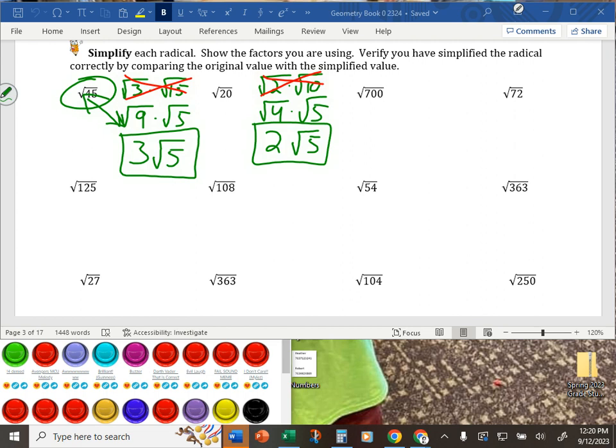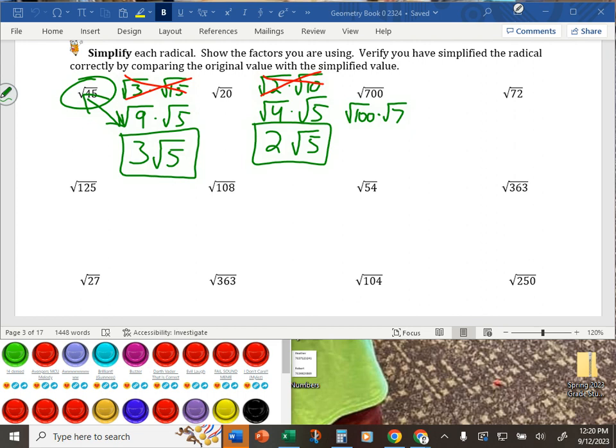Root 700. Give me some factor pairs of 700. Square root of 100 and square root of 7. Okay, we can use root 100 times the root of 7. Any others that we can use? 50. 50 is not a perfect square. That'd be 50 times 14. Now those are very helpful.